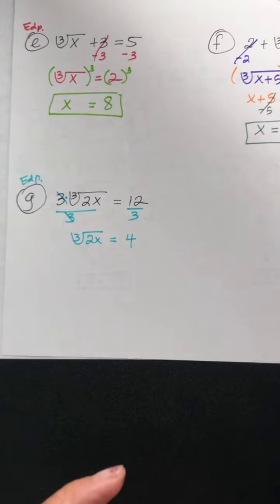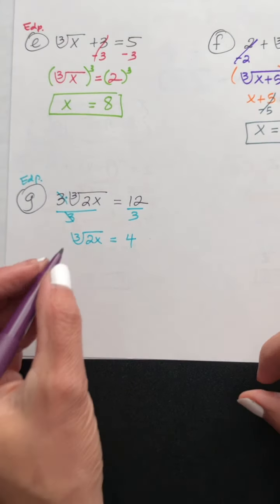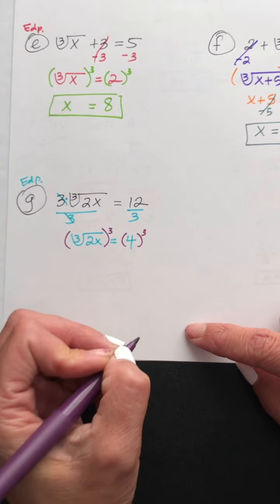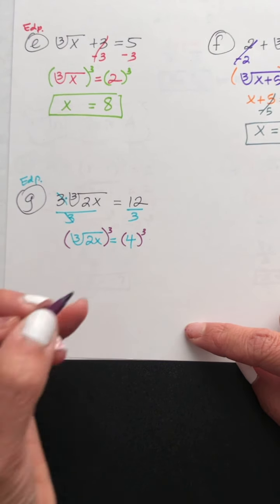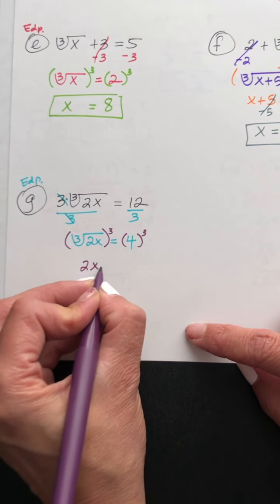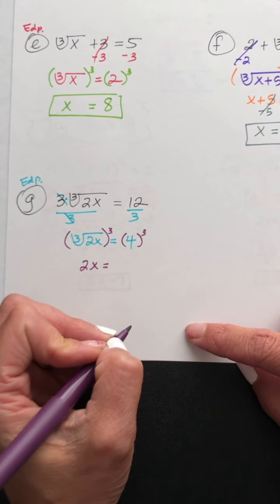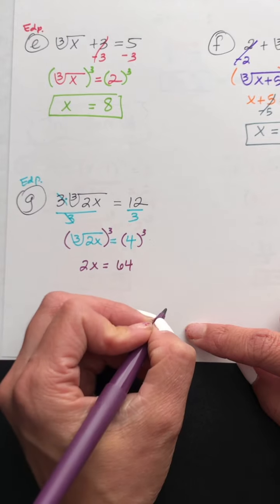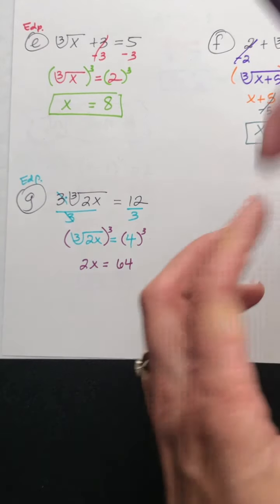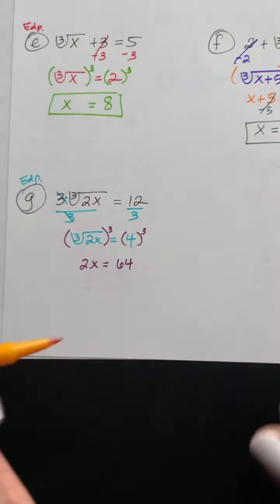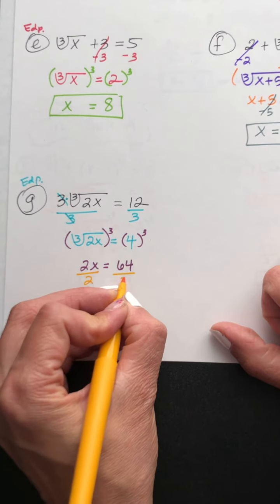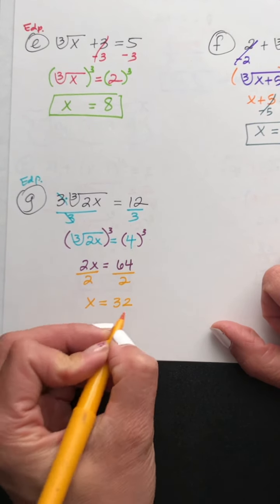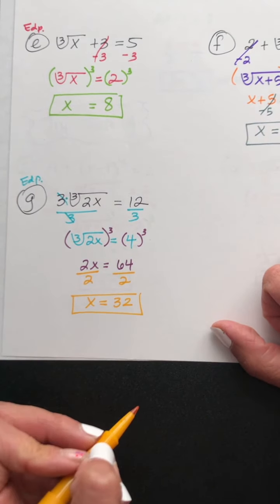And now all I got to do is undo the cubed root, which means I got to cube both sides of the equation. When you cube a cube root, poof, the stuff inside gets to come out. And 4 to the third, 4 times 4 is 16. 16 times 4 is 64. And then we just have to solve for x. So all I got to do is divide by 2. So half of 64 is 32. And that's it.